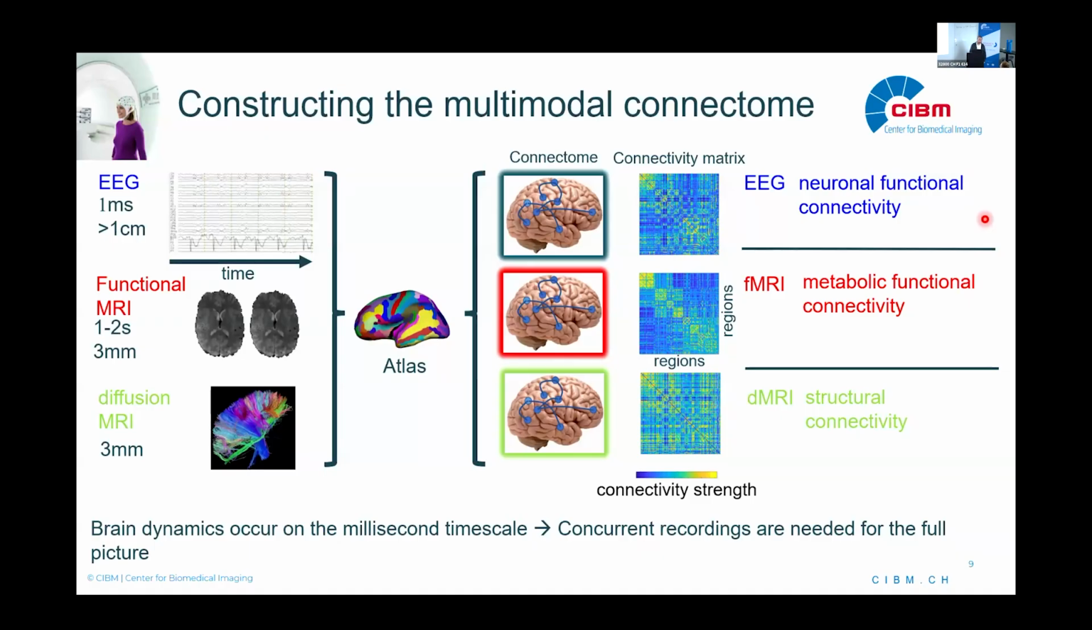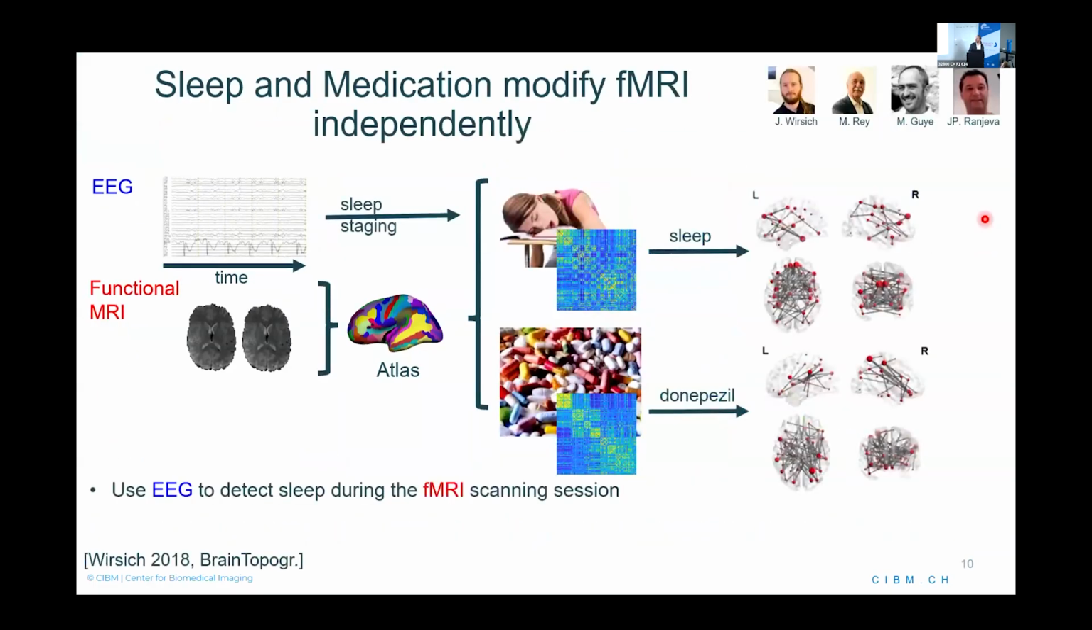Maybe we can combine these to get the best of both worlds. And then finally, for the diffusion MRI, we also have the resolution of 3 millimeters, but then we have no dynamics at all. We only have the underlying structure. And then we can think of a framework where we push everything to the same atlas, and then we can look at how the connectivities interact with each other to better understand the brain. So one of the first studies I did back in Marseille was to acquire, in the context of a clinical study, some participants that were sleep deprived.